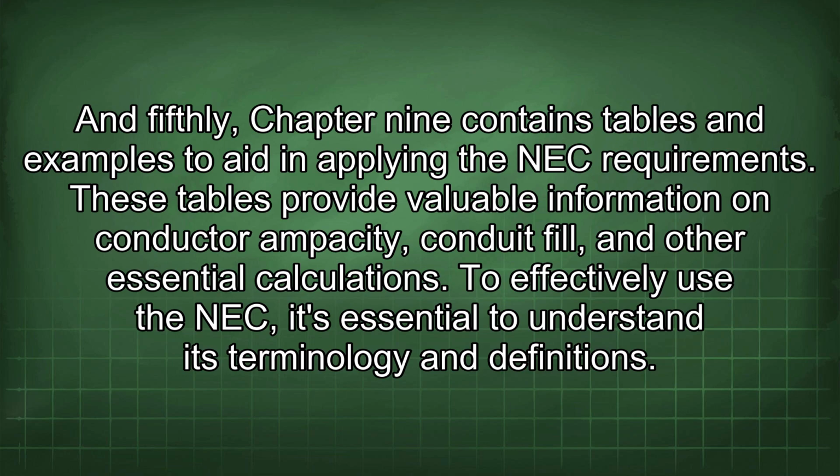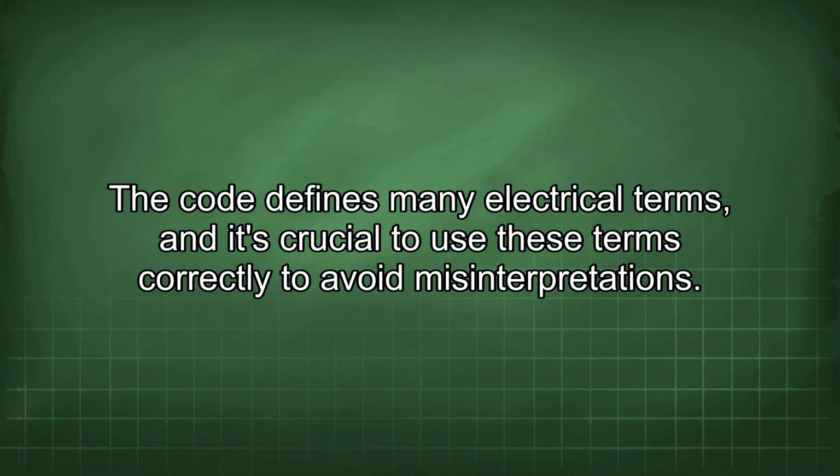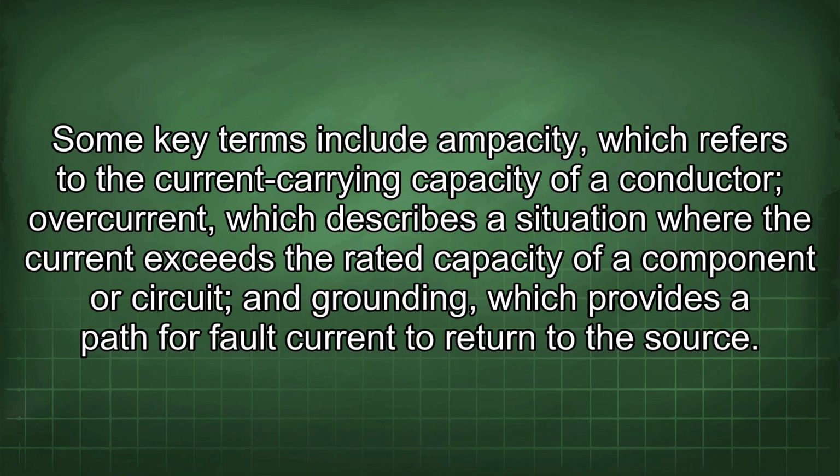To effectively use the NEC, it's essential to understand its terminology and definitions. The code defines many electrical terms, and it's crucial to use these terms correctly to avoid misinterpretations. Some key terms include ampacity, which refers to the current carrying capacity of a conductor, overcurrent, which describes a situation where the current exceeds the rated capacity of a component or circuit, and grounding, which provides a path for fault current to return to the source.